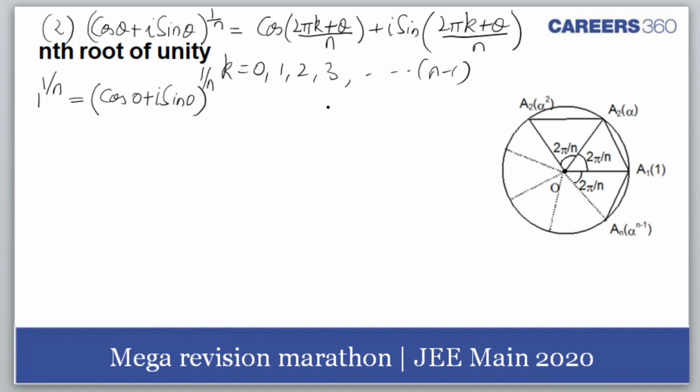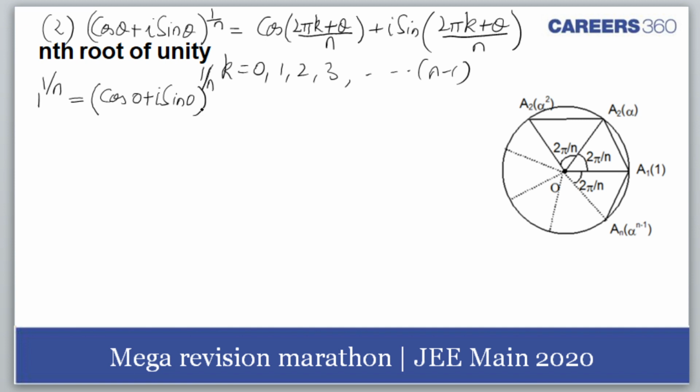Sir, why does 2 pi k come? I mean, this is the way it is represented. This gives me the value. This is De Moivre's theorem. Its proof is beyond our scope of understanding. Its proof is not there in our course.